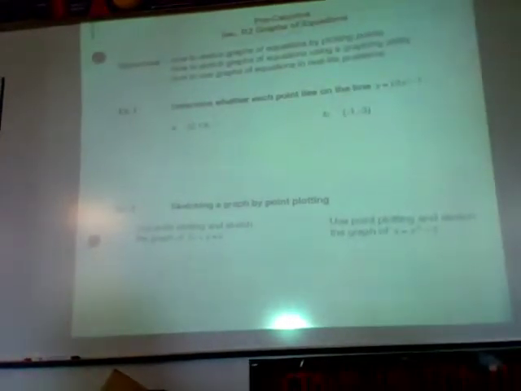All right, so if you look at example 1, you have to determine whether each point lies on the line, and they've given you the equation y equals 10x minus 7. So what are you going to do to figure that out? Well, you could put the equation in your calculator. Yeah, you could. You could put it into the y equals part, right? And then what would you do?